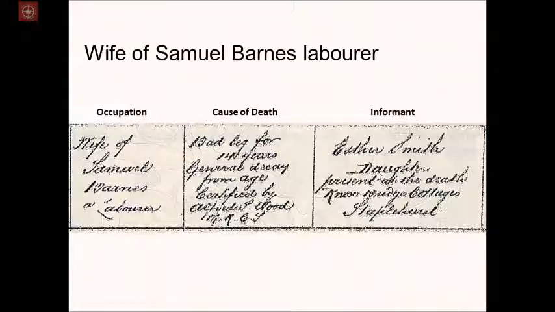Now, Anne is the wife of Samuel Barnes, labourer. This hasn't told me an awful lot that I didn't know before I bought the death certificates, but in certain cases it can tell you an awful lot. If your ancestor is a man, this is a good way of identifying that you've actually got the right death certificate. You know how hard it is sometimes to find death certificates, because Samuel Barnes is a very common name if you're looking for him, and knowing that you've got the right certificate is very important.